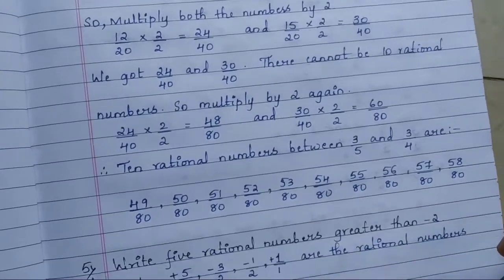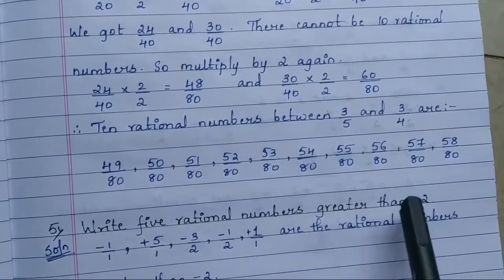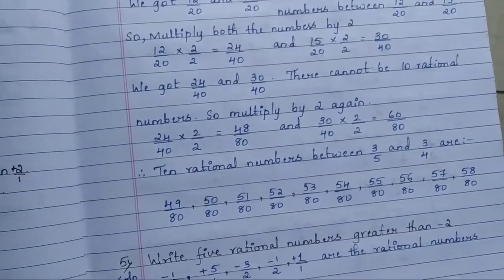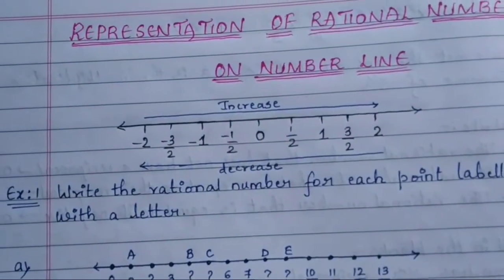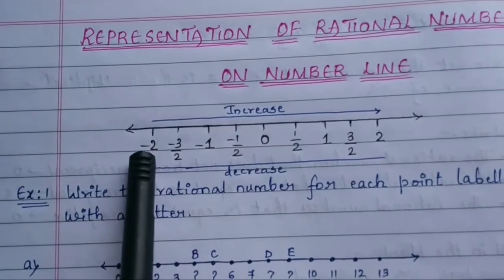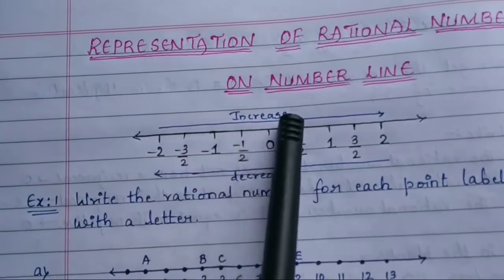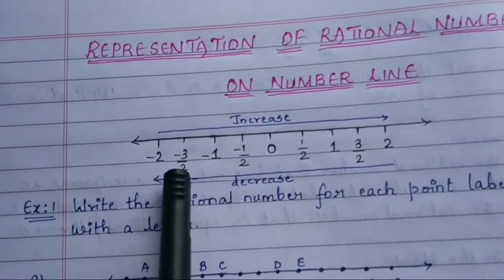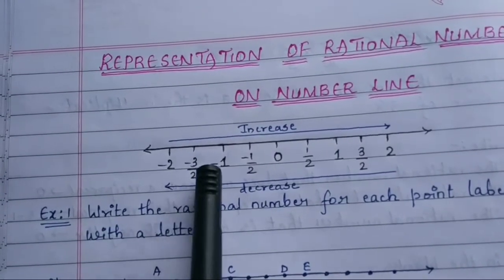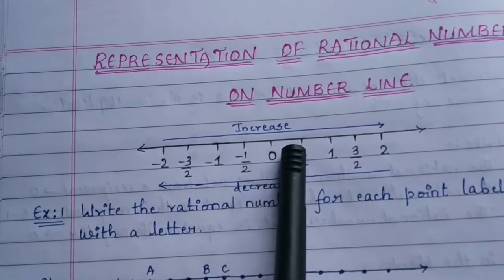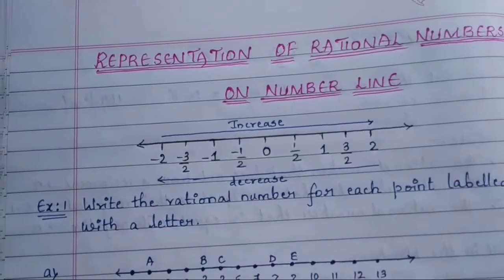Okay. So moving on to the fifth question. Write 5 rational numbers that are greater than minus 2. As you can see here, 5 numbers must be greater than minus 2. As I have shown here, the number line increases on the right side. It means you need greater numbers than minus 2. So you can write minus 3 by 2, minus 1, minus 1 by 2, 0, 1 by 2, 3 by 2. So any 5 numbers out of this you can write.